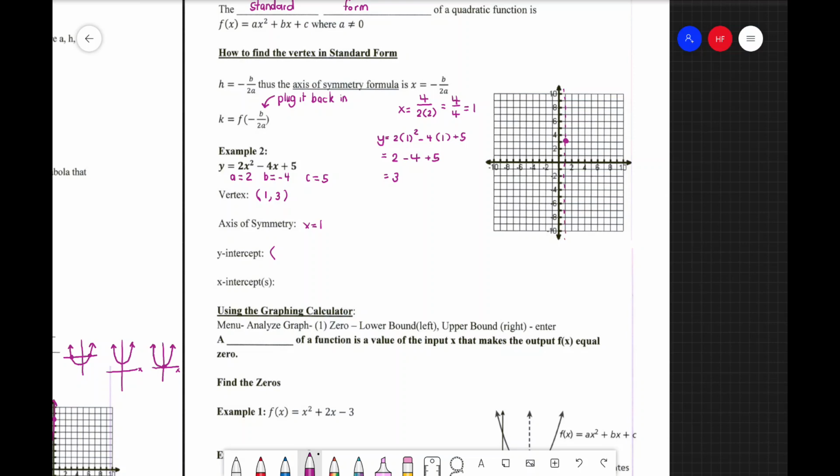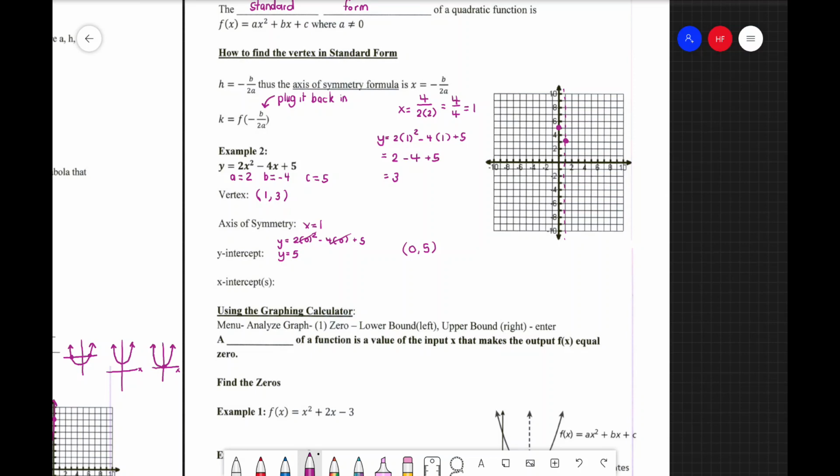And then for my y-intercept, I'm going to plug in a 0 where I see x. So 2 times 0 squared minus 4 times 0 plus 5. Those both equal 0, so y equals 5. So my y-intercept is 0, 5. So on this graph, I'm going to 0 and 5.